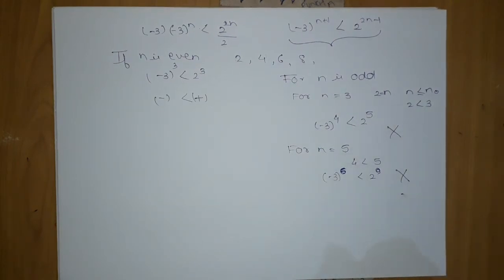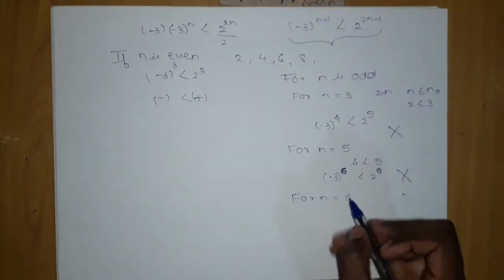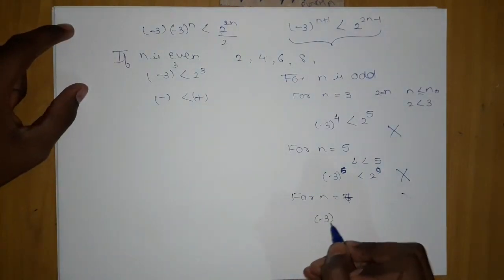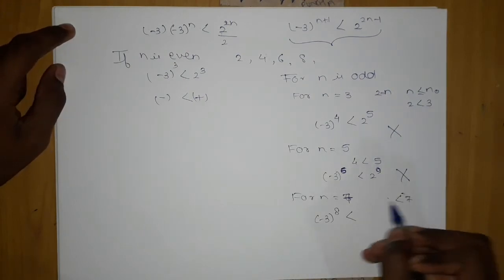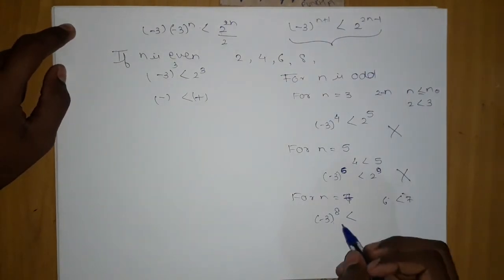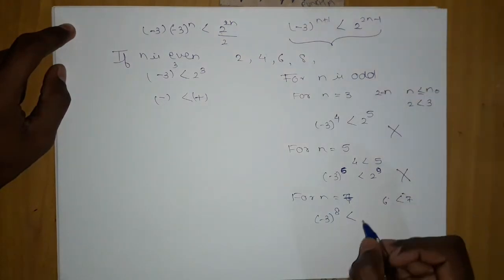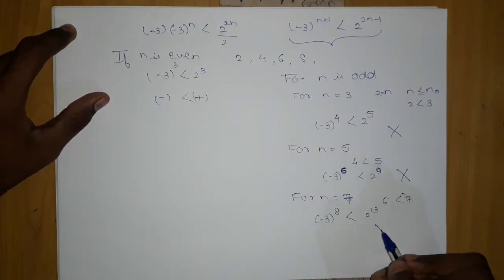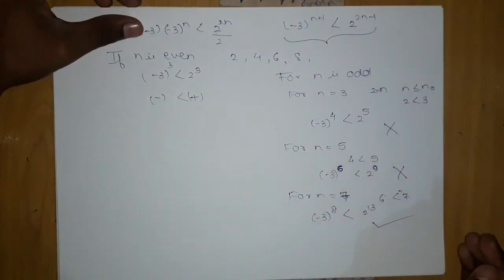Now for n equal to 6, no, for n equal to 7. For n equal to 7, minus 3 to the power, 7 plus 1 is 8. Again 7 is greater than 6, so if 7 is rejected, 3 is also rejected. Minus 3 to the power 8 into, this will be 7, 2 times 7 is 14, 14 minus 1, so 2 to the power 13. Now here you can see I have calculated that this is right. This condition is right, so n equal to 7 satisfies this condition.